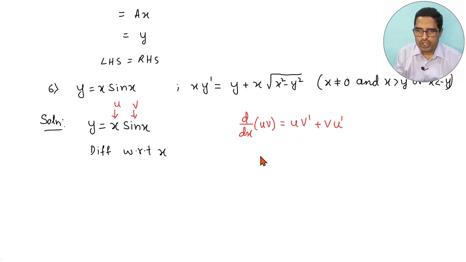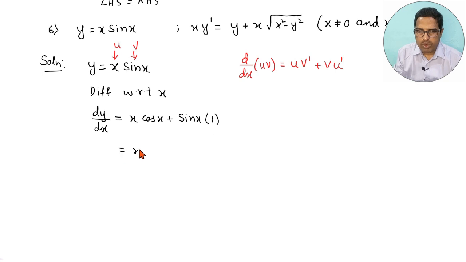So let's try to use this product rule over here. Differentiation of y with respect to x will be dy by dx is equal to u, that is x, as it is. Differentiation of v, differentiation of sin x, will be cos of x, plus v as it is, that is sin x as it is. Then differentiation of u, differentiation of x with respect to x will be 1. So we get x cos of x plus sin of x into 1, which will be sin of x itself. So this dy by dx can be written as y dash.